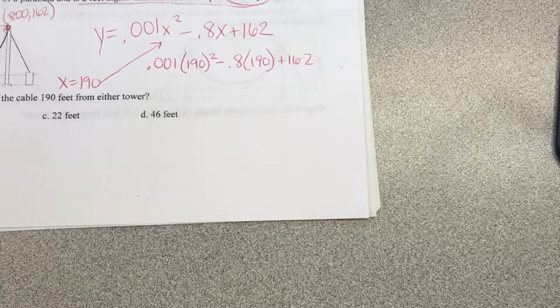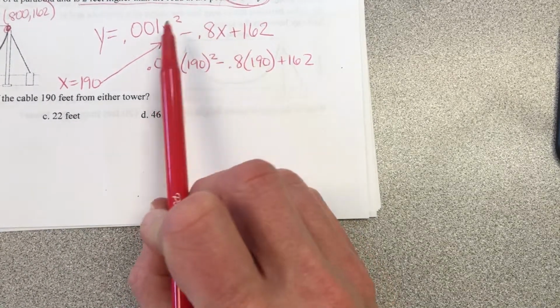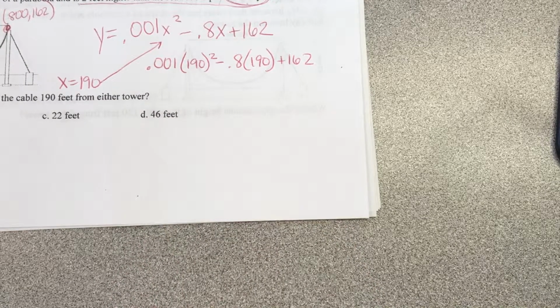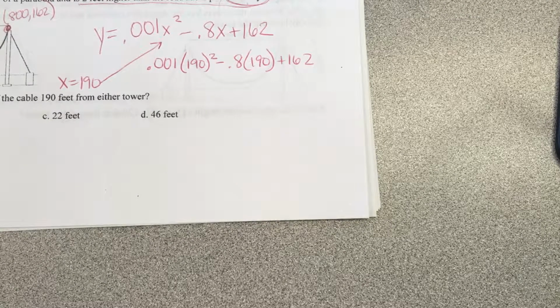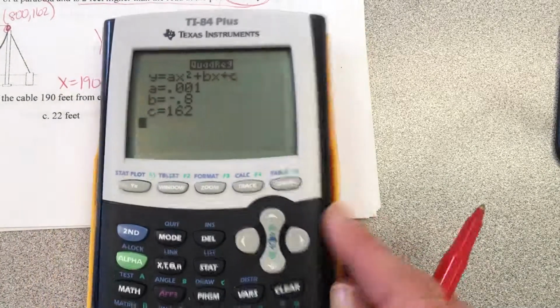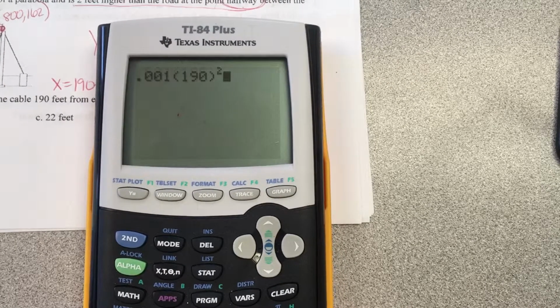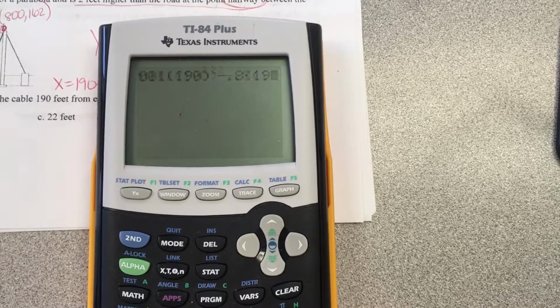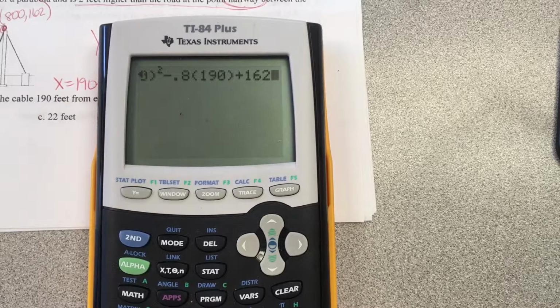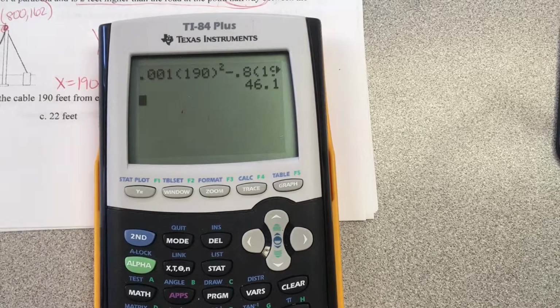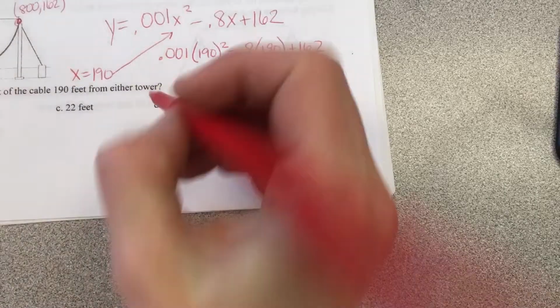All right, so you're plugging it in both spots where you see the X. You can type it into Desmos or your calculator. Either one is fine. So you can type it on the main screen: 0.001 times 190 squared minus 0.8 times 190 plus 162. And you get 46.